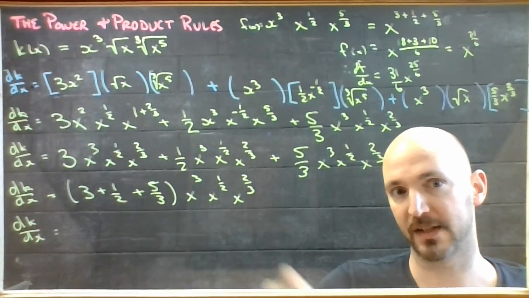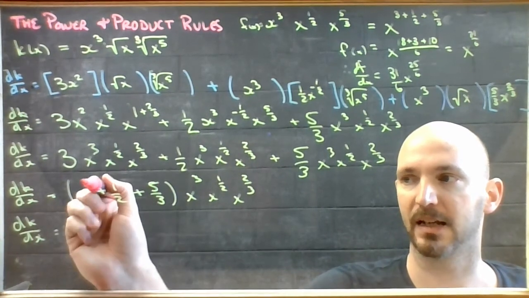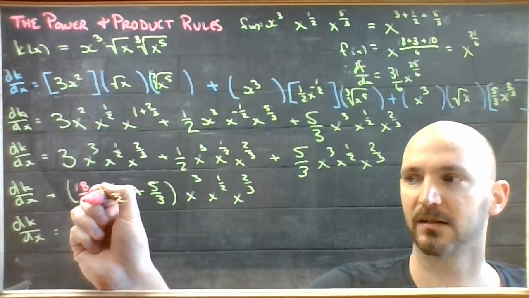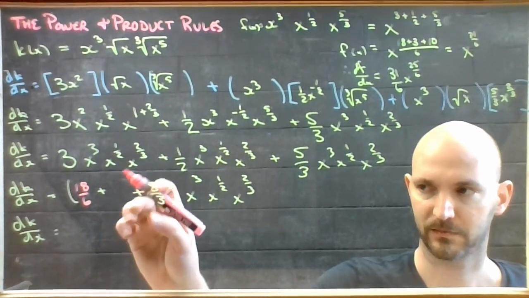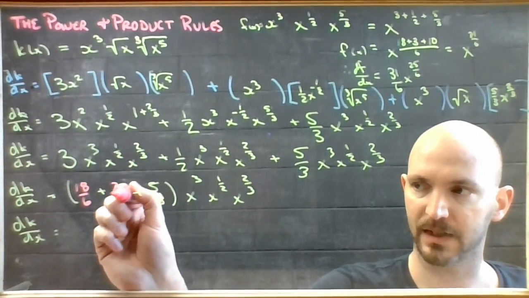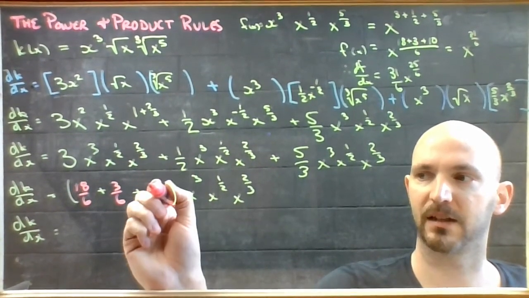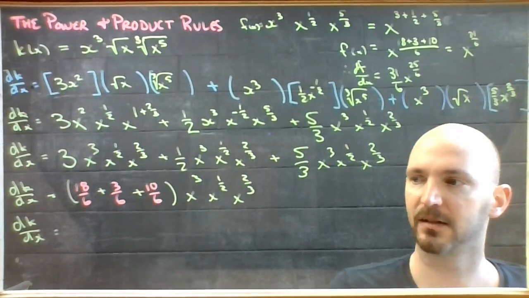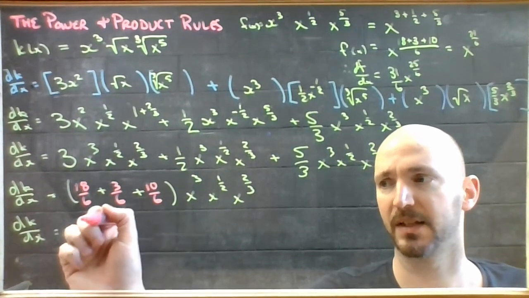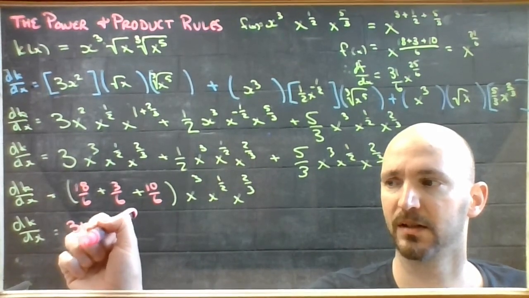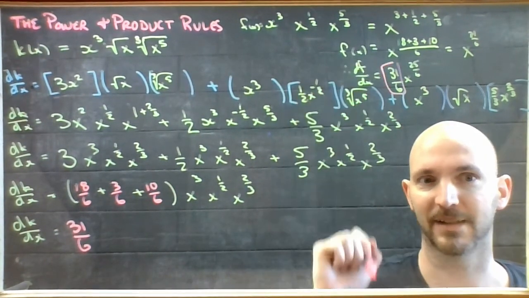I'm going to change these numbers into sixths. So 3 is 18 divided by 6, 1/2 is 3 out of 6, 5/3 would be 10 out of 6. So that gives me a grand total of 18 plus 3 is 21 plus 10 is 31/6. That's encouraging.